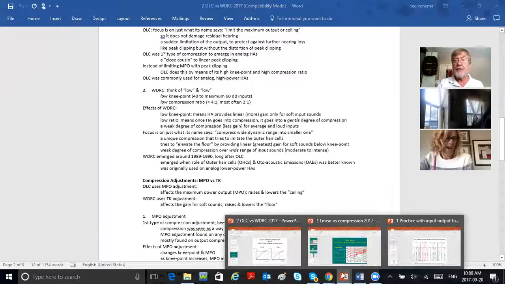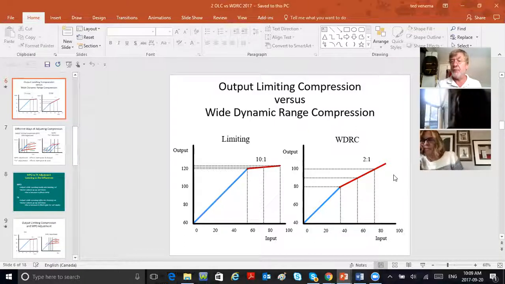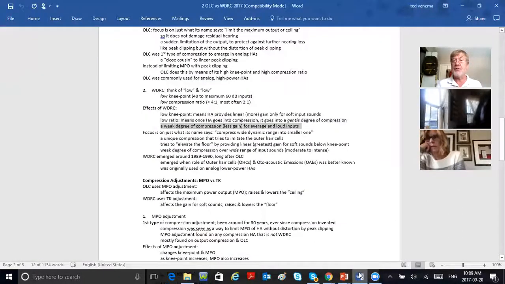Let's look at the graph again. Which hearing aid is in compression for more inputs? WDRC. See, the limiting is only in compression for louder inputs. WDRC is into compression from average and loud inputs. So it's a weak degree of compression over a wider range of inputs. The focus is on just what its name says, compressing a wide dynamic range into a smaller one.